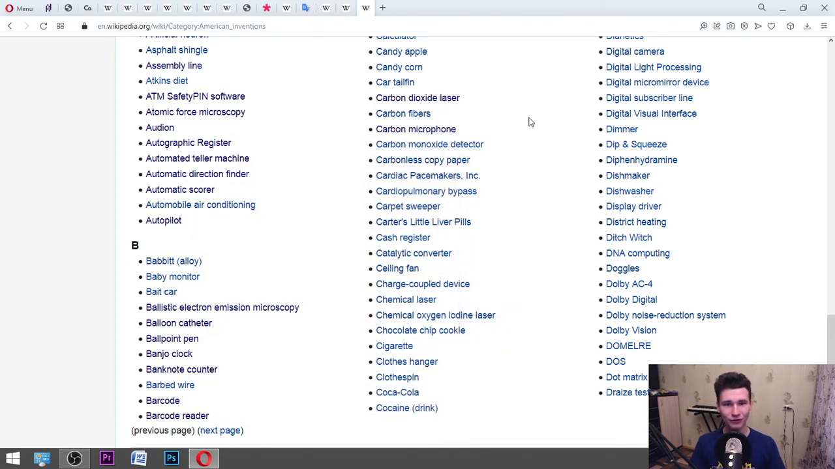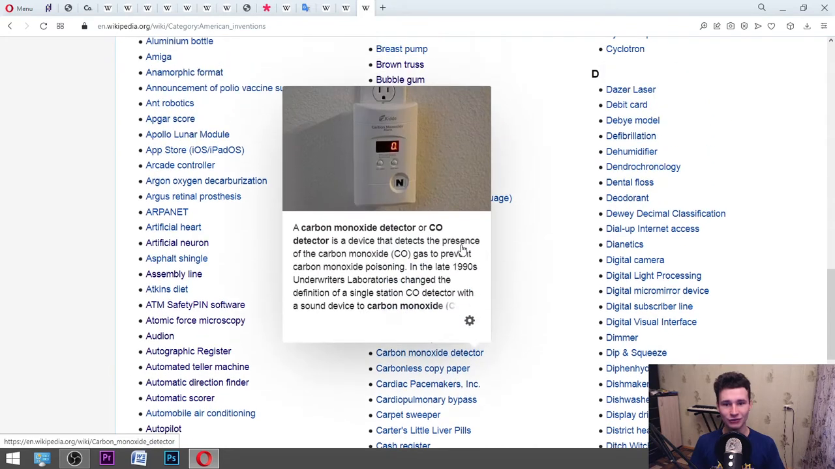Okay, so we learned about the carbon microphone. Carbon monoxide detector. It is one of the detectors. A CO detector is a device that detects the presence of carbon monoxide gas to prevent carbon monoxide poisoning.